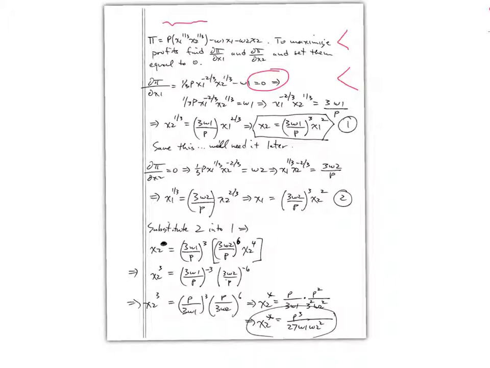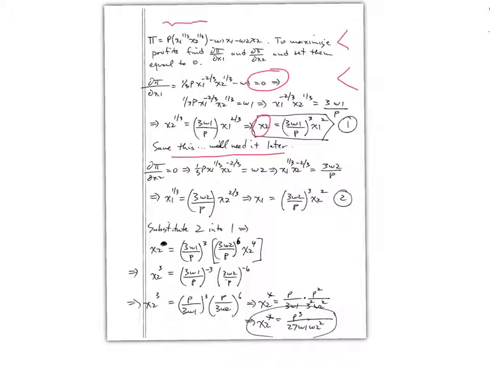We want x1 as a function of P, W1, and W2. We want x2 as a function of P, W1, and W2. We don't want any more x1s and x2s hanging around. So we're going to isolate, in this case, x2 as a function of x1, and we'll save it and use it later.